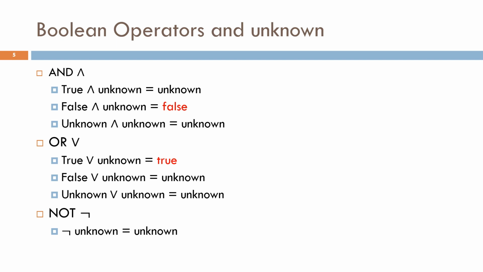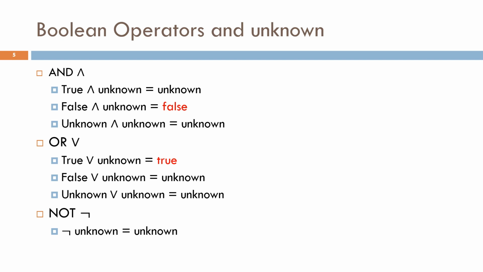Next, let's explore the OR operator, denoted by this symbol. When we combine true with unknown using OR, the result is true. This is because having one true condition is enough to determine the overall truth of the statement in the OR operator.